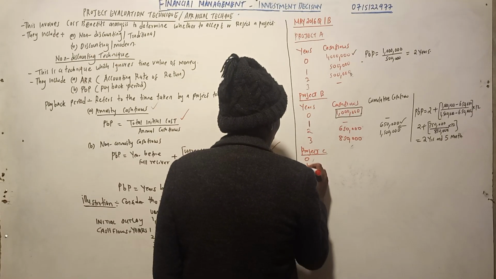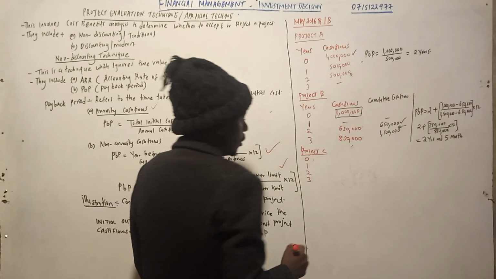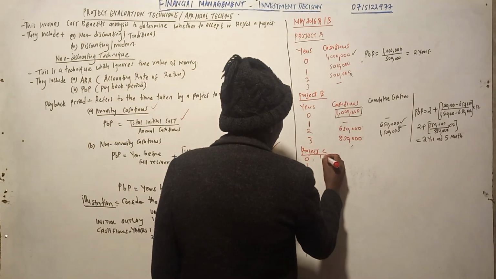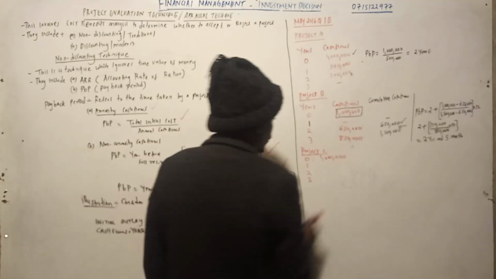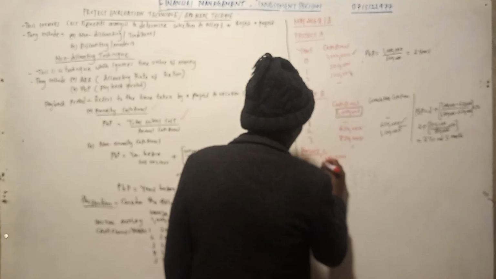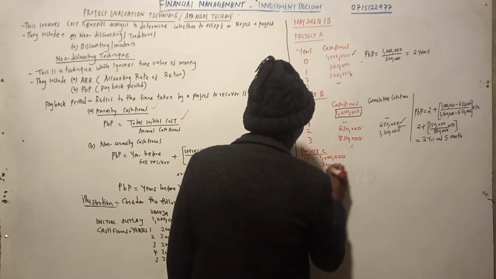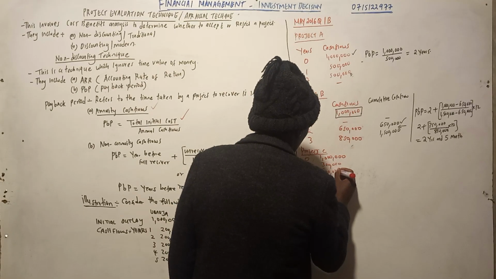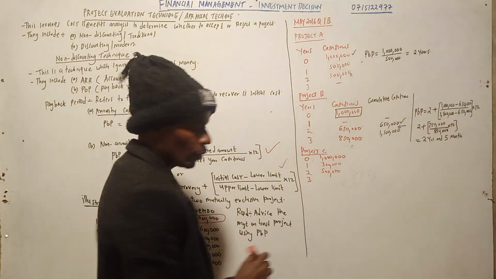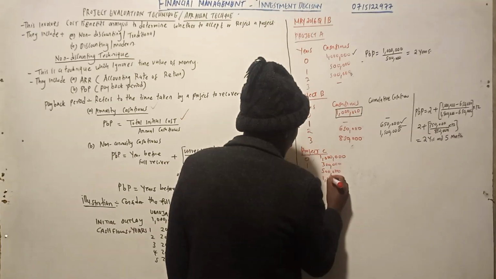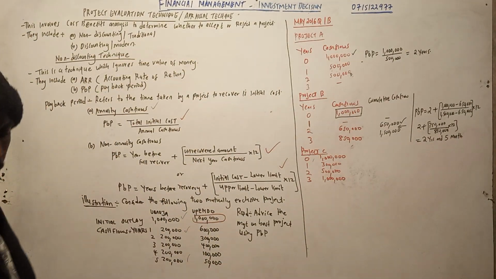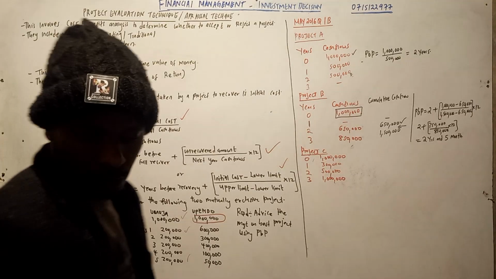So 0, 1, 2, 3. So the initial cost, we know, is 1 million. Then you have 300,000, 500,000, and then 1 million. Okay.